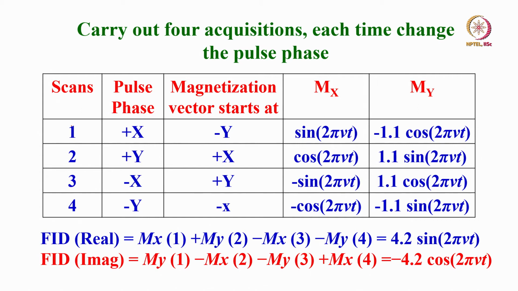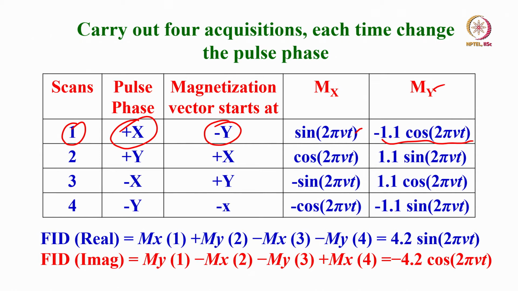The first time I will do an experiment, collect the signal, first experiment. I put my pulse phase along plus x, that is I put the RF pulse along the plus x axis. Then magnetization, as you know, when I apply a 90-degree pulse, does not matter whatever is the gain or phase difference between the two receivers, my pulse is along the x axis, a 90-degree pulse. It has to bring the magnetization to minus y, that I know. Now the Mx component will be sine of this and the My component is 1.1 times cosine of this one. That is correct, because we have seen that.